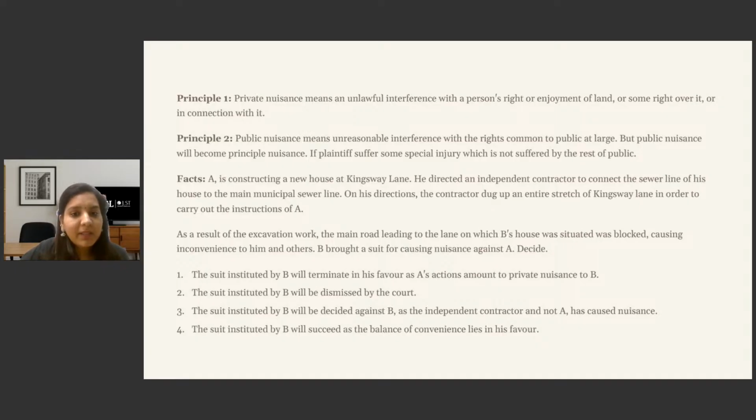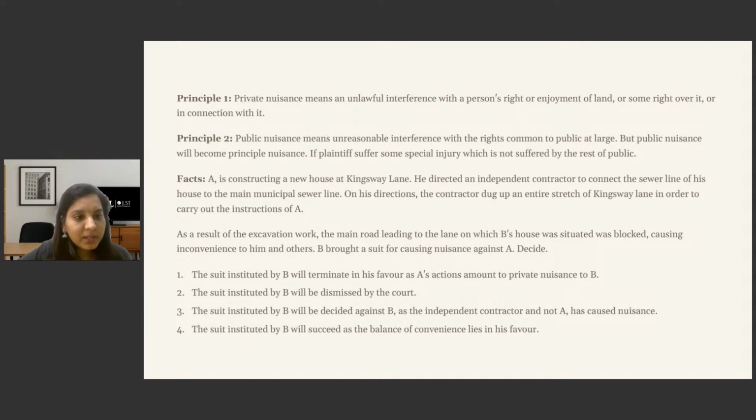While we see here the nuisance part, there was construction work going on, and because of that, there was a contractor who dug up something, and because of that, chaos was created. As a result, the main road which was leading towards the lane of which B's house was situated got blocked. Now B brought a suit. So what would this be? This would be a private nuisance or a public nuisance? That is the first question of mine. Whether it would be something related to the public at large.